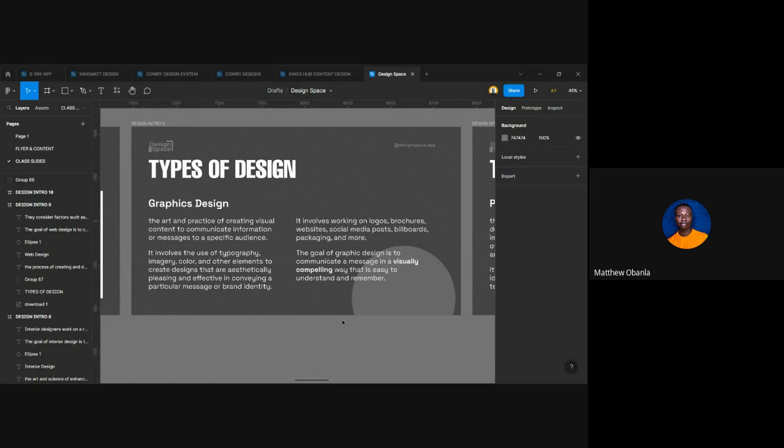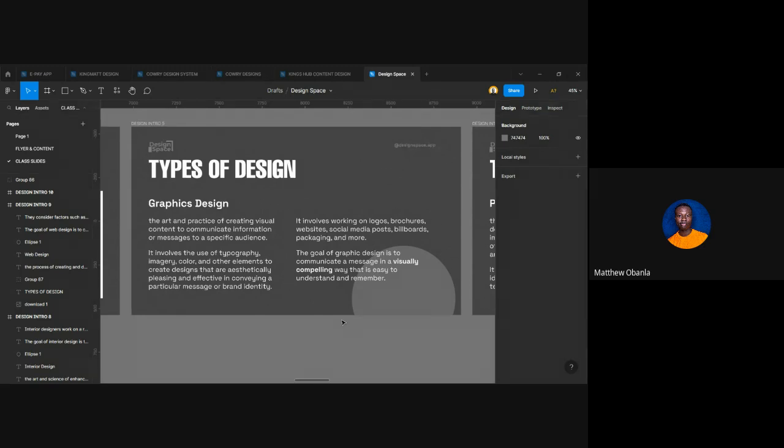For instance, look at this flyer. The flyer for this class, that is the work of graphic design. It is the act and practice of creating visual content. I created visual content to communicate information or a message to you, that we're having a class and the class is going to be on introduction to design. That is what graphic design does.